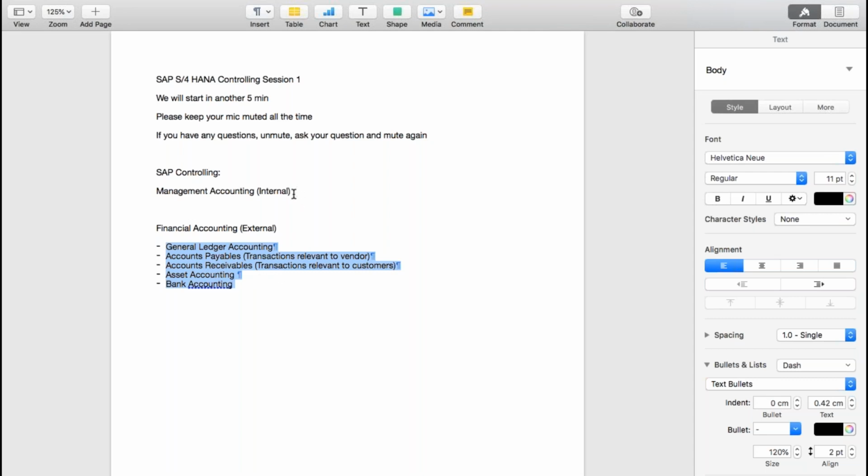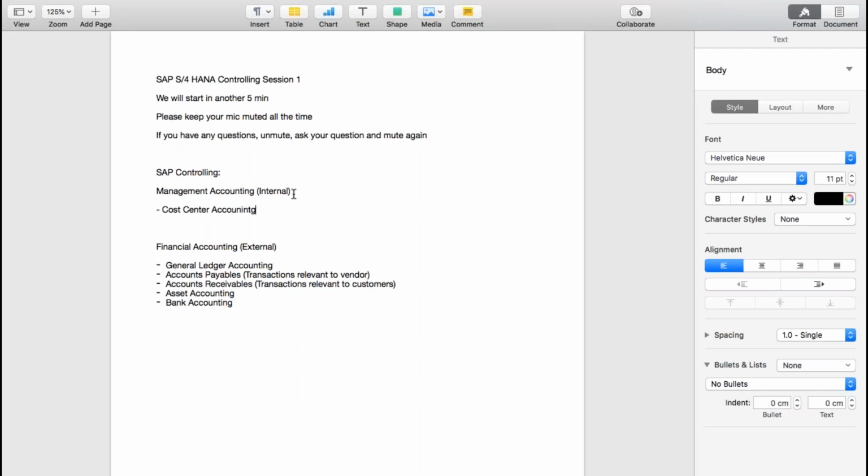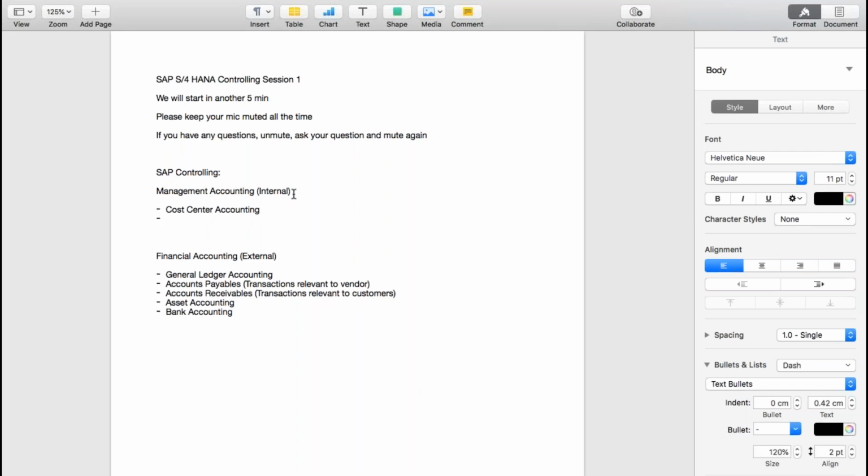Okay, but when it comes to the management accounting, now what are the topics or what are the areas that management accounting is going to handle? Okay, so the first thing is you have to report your cost based on the cost centers. Okay, so there is something called as cost center accounting. Okay, now what is covered in the cost center accounting? In the cost center accounting, which department has incurred how much cost? Okay, that information can be taken.